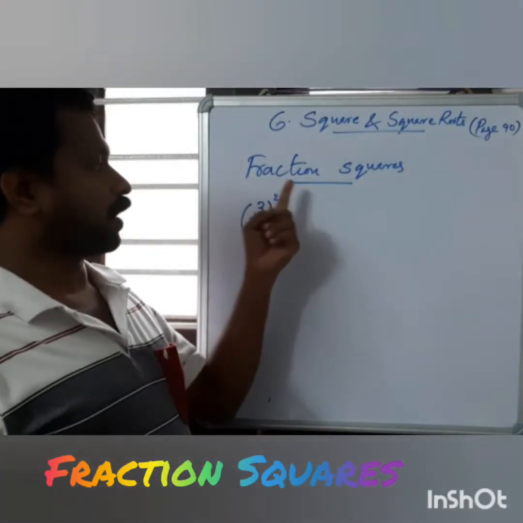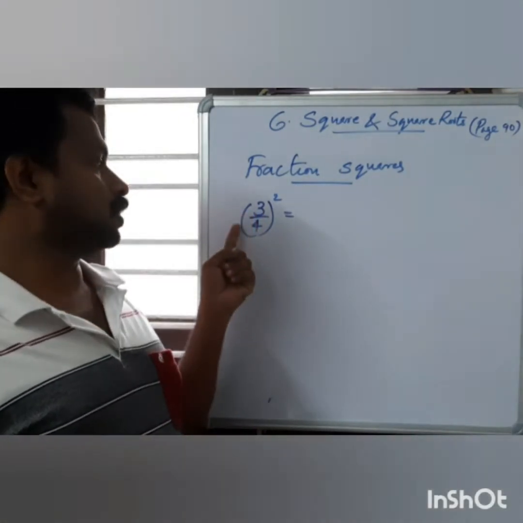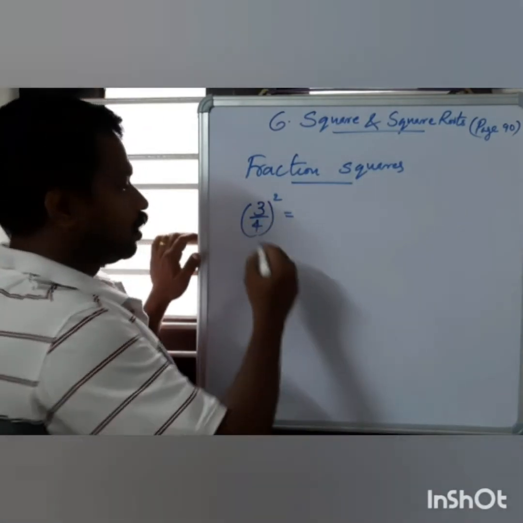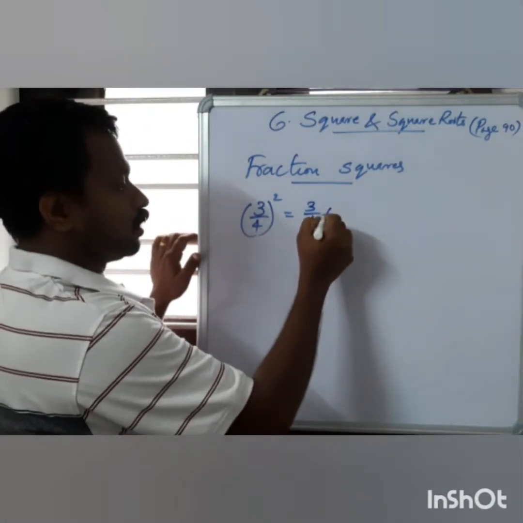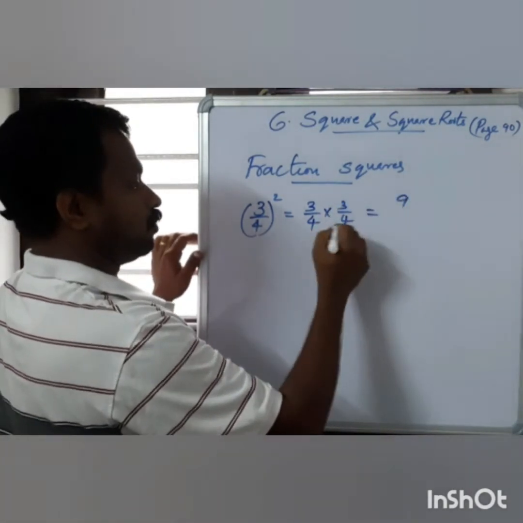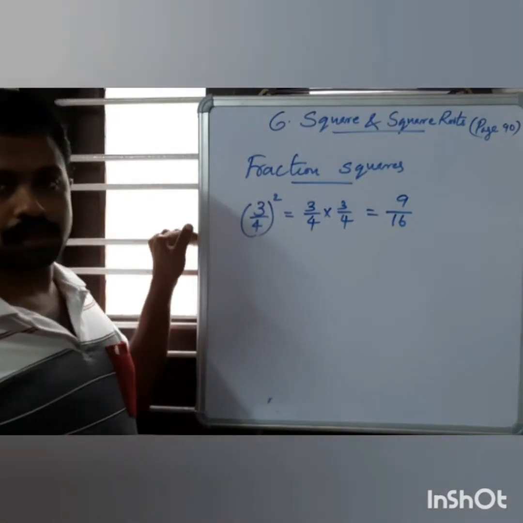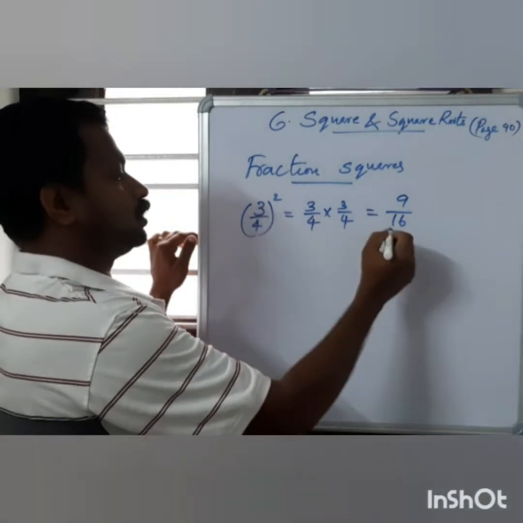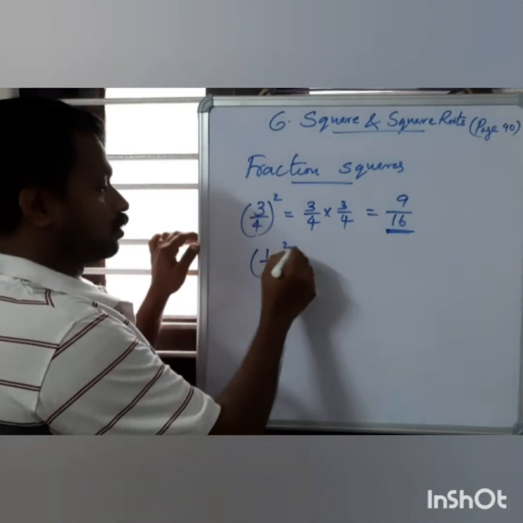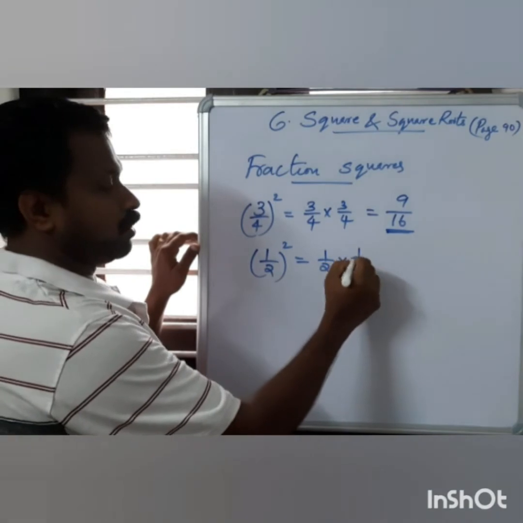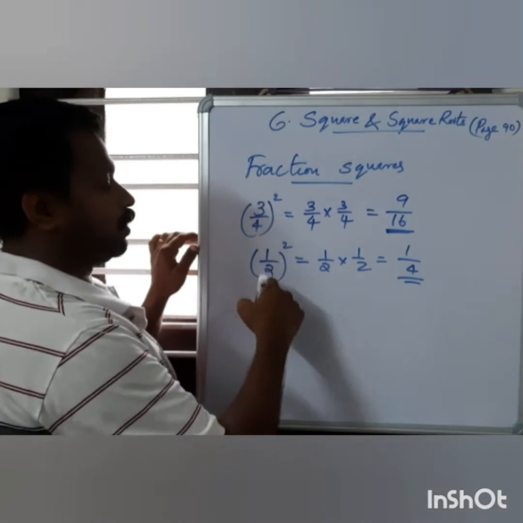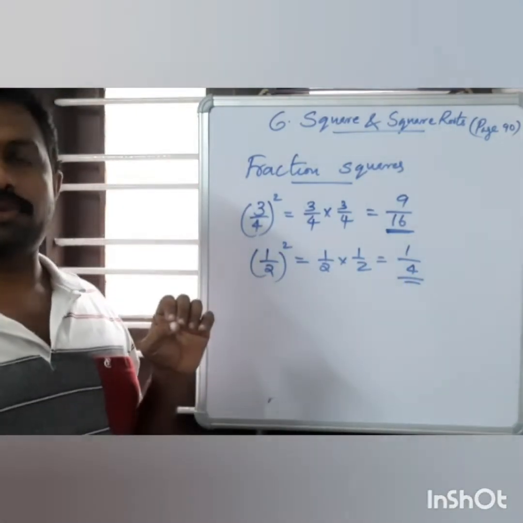Next one is fraction squares. How will you find out the square of fractions? See this one, 3 by 4 square. How will you write this one? It is 3 by 4 into 3 by 4. So it is 3 into 3, 9, 4 into 4, 16. So the square of 3 by 4 is 9 by 16. What about 1 by 2 square? It is 1 by 2 into 1 by 2. 1 into 1, 1, 2 into 2 is 4. So 1 by 2 square is 1 by 4.